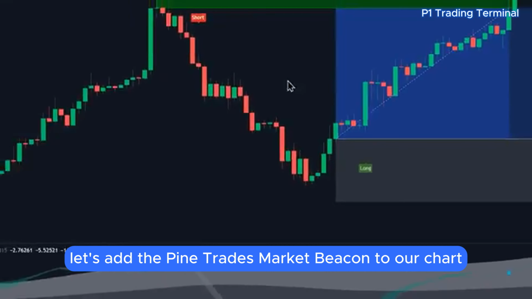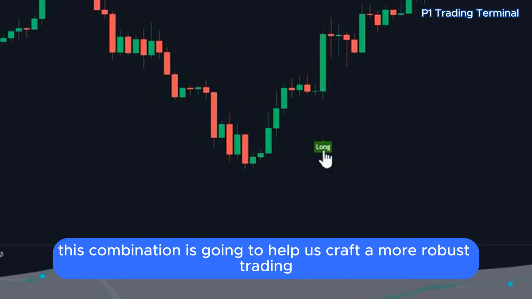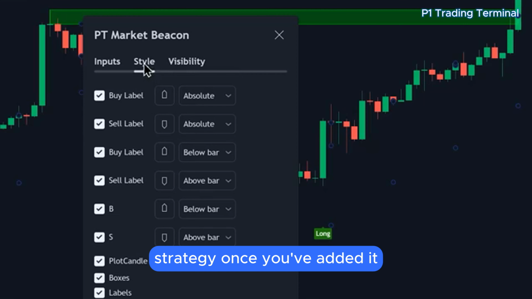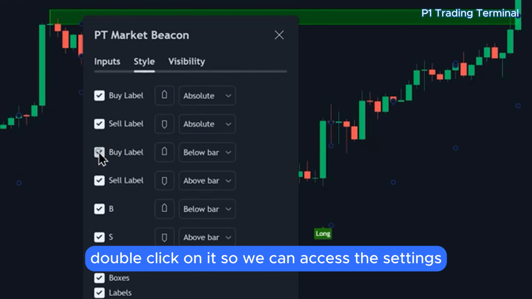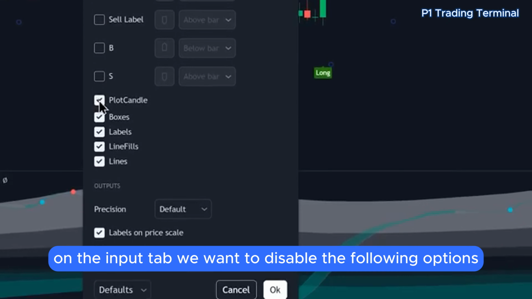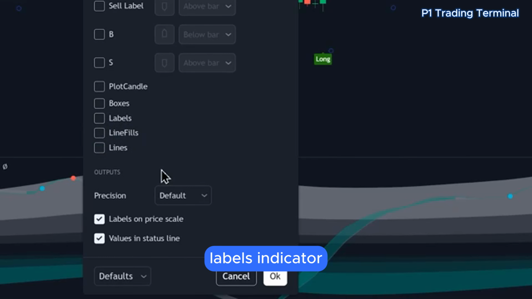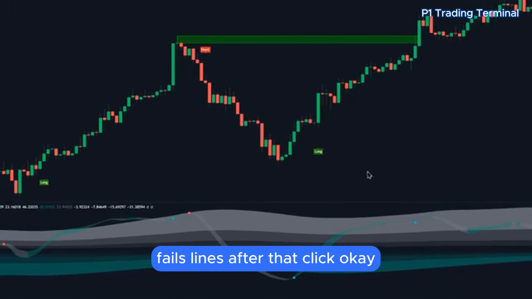Let's add the Pine Trades Market Beacon to our chart. This combination is going to help us craft a more robust trading strategy. Once you've added it, double-click on it so we can access the settings. On the Input tab, we want to disable the following options: the buy label, the sell label, the plot candle, boxes, labels, indicator fails, and lines. After that, click OK.